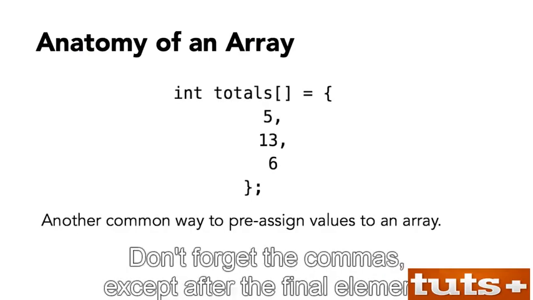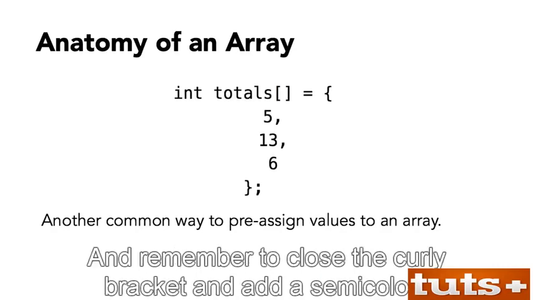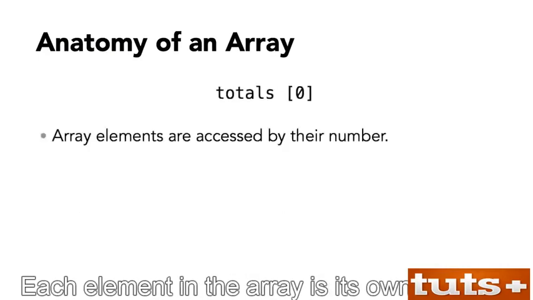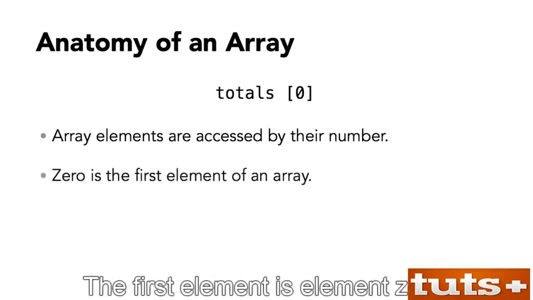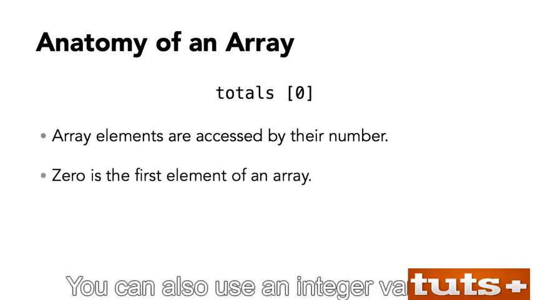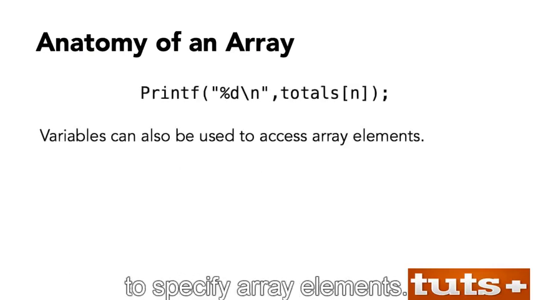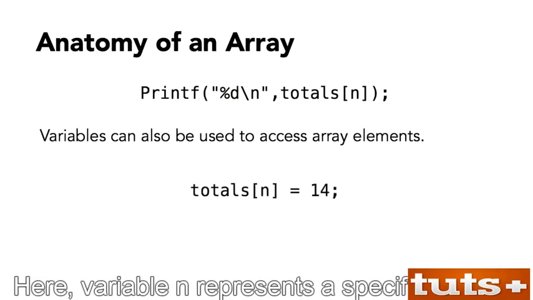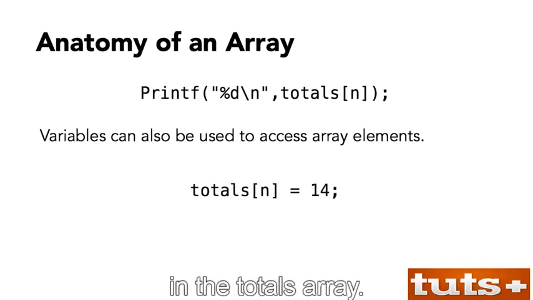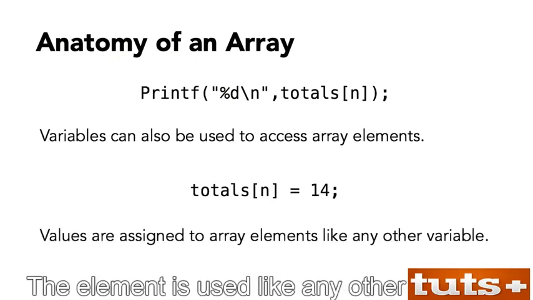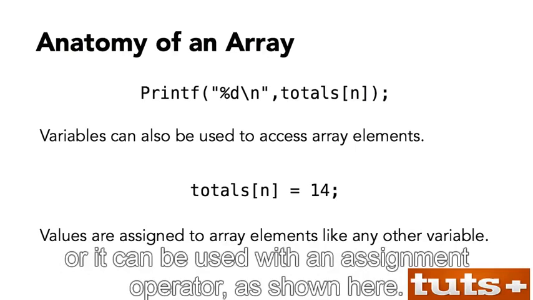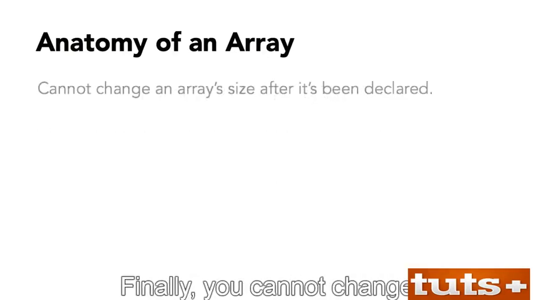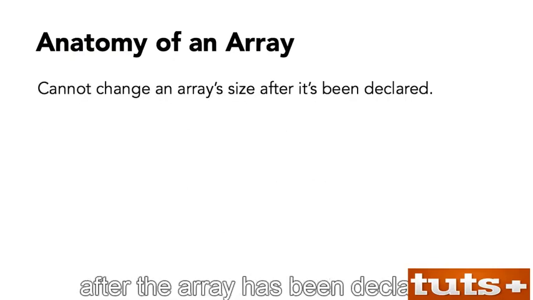Each element in the array is its own variable. You specify the element between the square brackets. The first element is element 0. You can also use an integer variable to specify array elements. Here, variable n represents a specific element in the totals array. The element is used like any other variable. It can find itself inside of a printf function, or it can be used with an assignment operator, as shown here. Finally, you cannot change the number of elements in an array after the array has been declared. Some tricks exist to work around this limitation, but for now, just accept it as a rule.